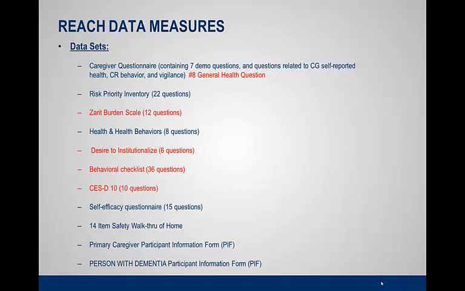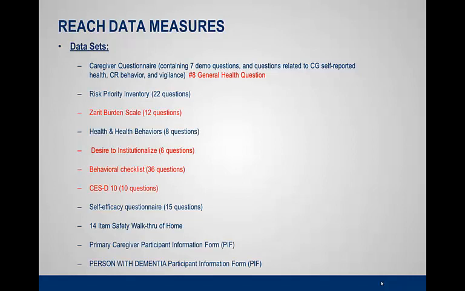This is the list of the following data sets you'll be working with. You have the caregiver questionnaire, which contains 7 demo questions and questions related to caregiver self-reported health, care receiver behavior, and vigilance. Question number 8 on the caregiver questionnaire is the outcome that we want to get for pre and post scores, the mean scores for the general health question.